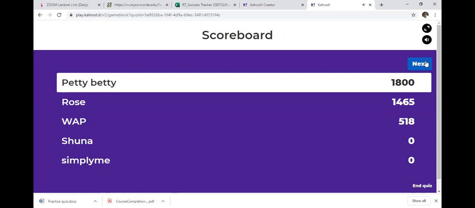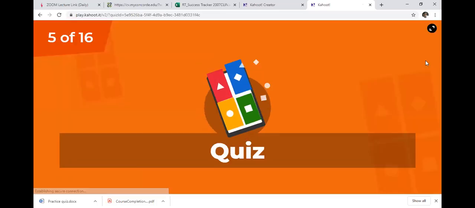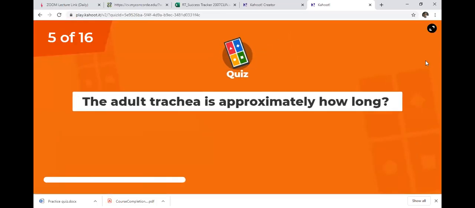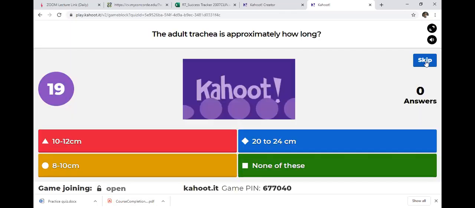Petty Betty's still on top, but Rose is catching up. And WAP is coming in third. All right. Here we go. The adult trachea is approximately how long? How long is the adult trachea?